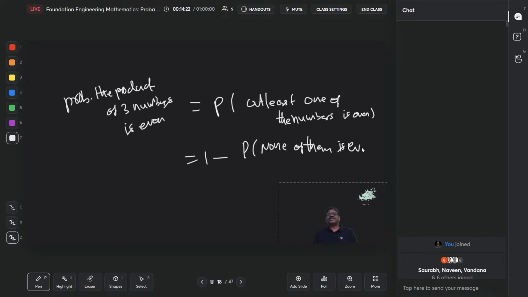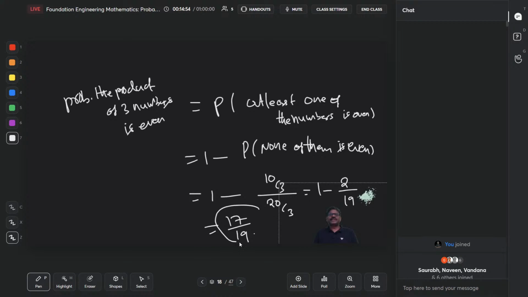None of them is even. 1 minus none of them is even. Total 20 numbers, you are going to select 20C3. Among them there are 10 even numbers and 10 odd numbers, so 10C3 by 20C3. None of them is even, that is 1 minus 2 by 19, which is nothing but 17 by 19. 17 by 19 is the required probability.